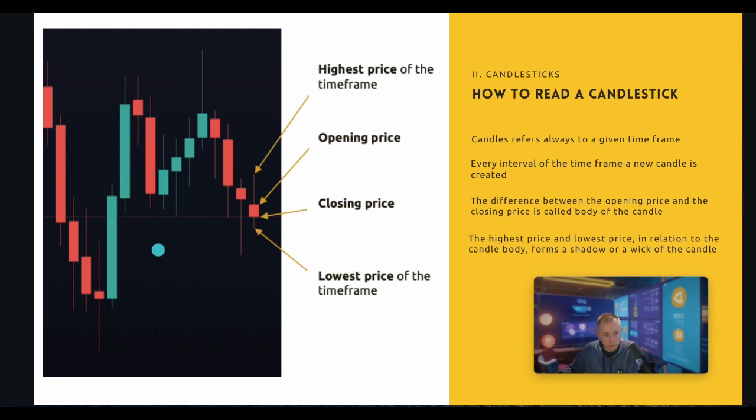So every candle equals an interval of time. The difference between the opening and the closing price is called the body of the candle. So that's the thick part. Whereas these thin parts on the top and bottom are going to be called the wicks. The highest and lowest price in relationship to the candle body forms a shadow, or a wick, of the candle. So this would be a wick, this would be a wick, but the body close, those are what give us our significant levels.